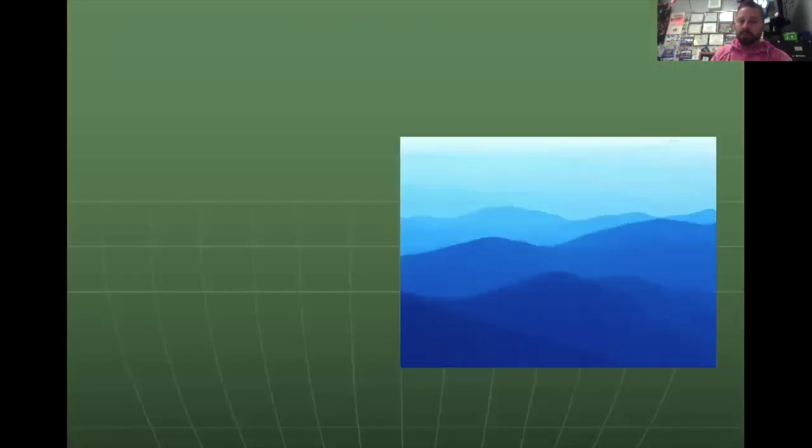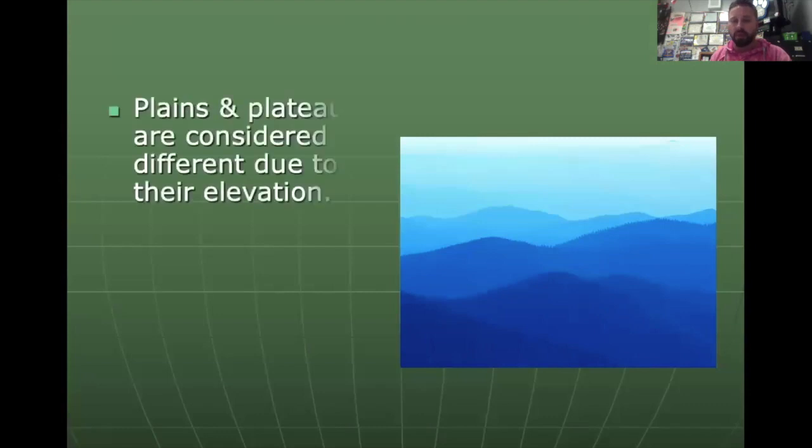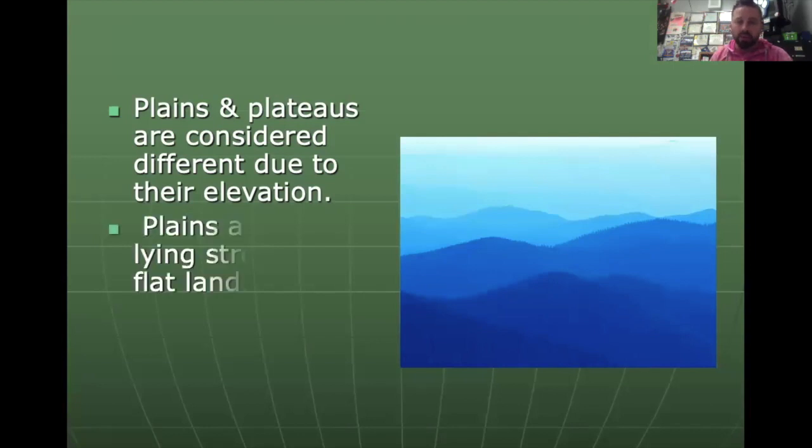All right. So this is a picture of the Blue Ridge Mountains over in Georgia. These are higher. This is part of the Appalachian Mountain Range. It's over in North Georgia. Gorgeous place. Highly recommend. Plains and plateaus are considered different, again, due to elevation. We'll talk a little bit more about how those get formed.